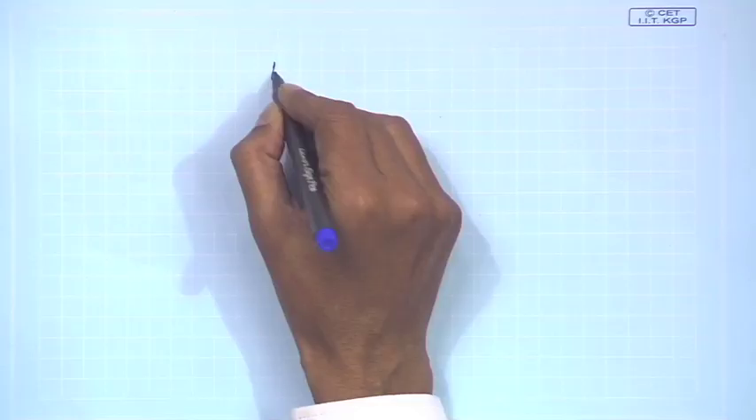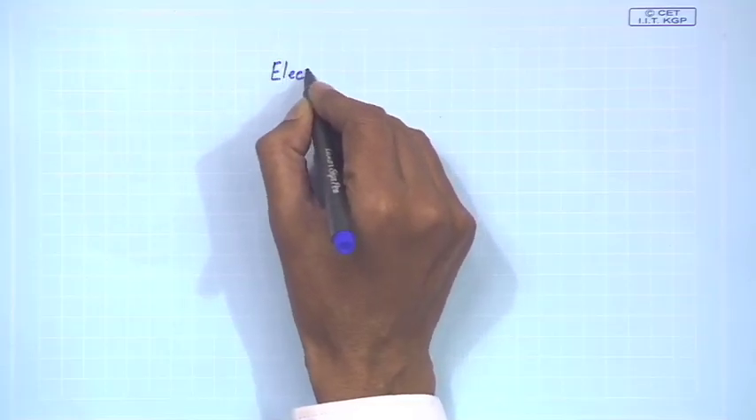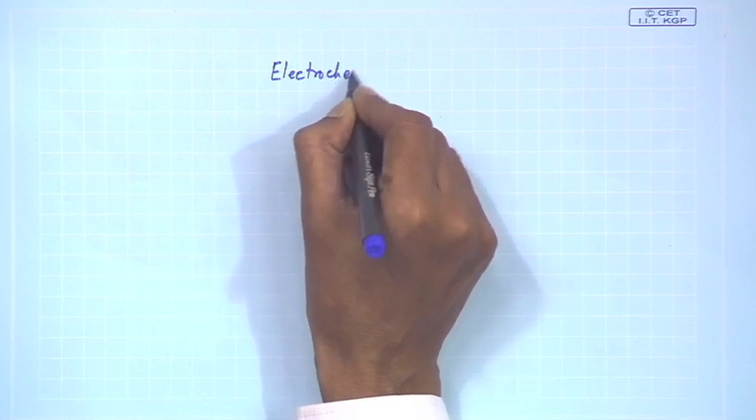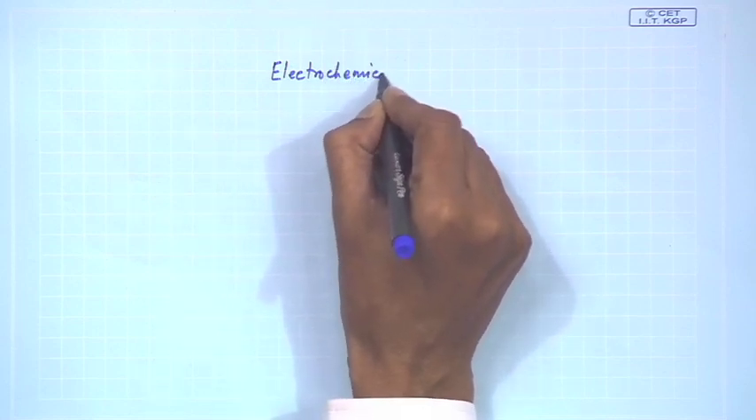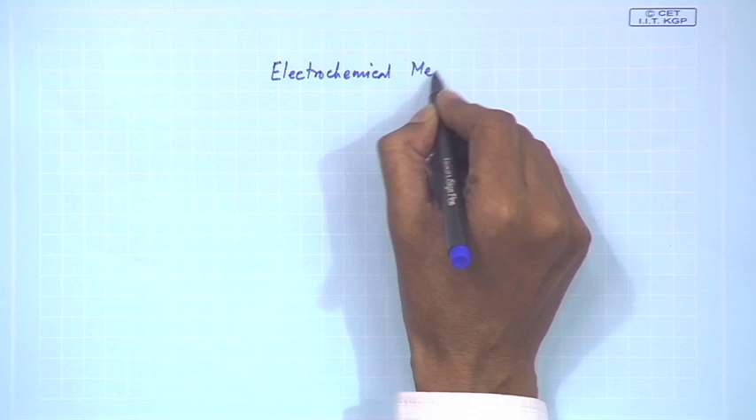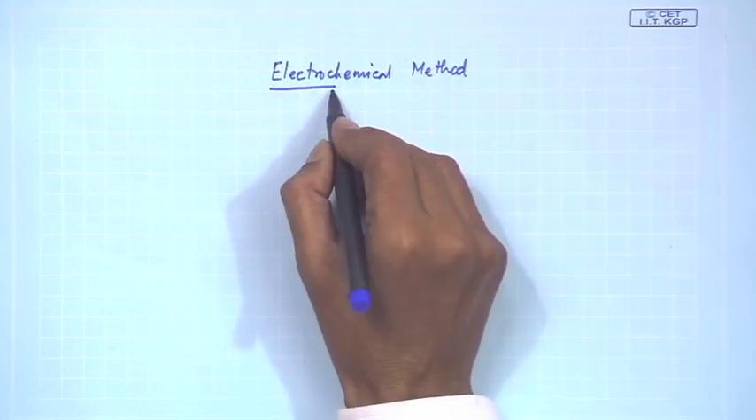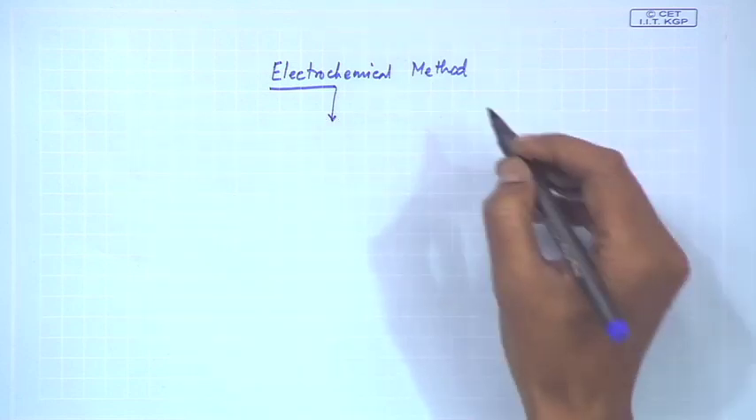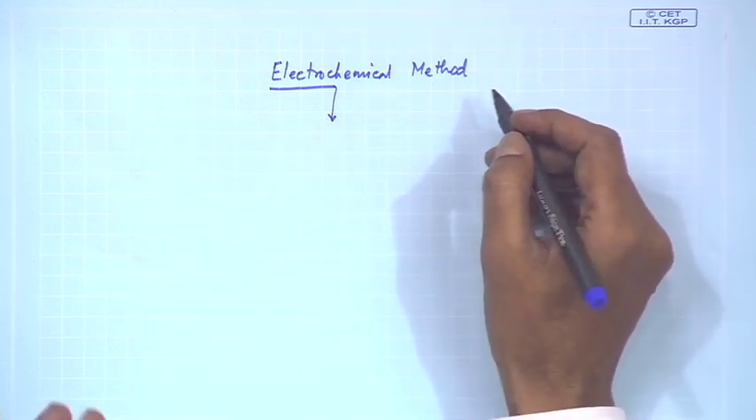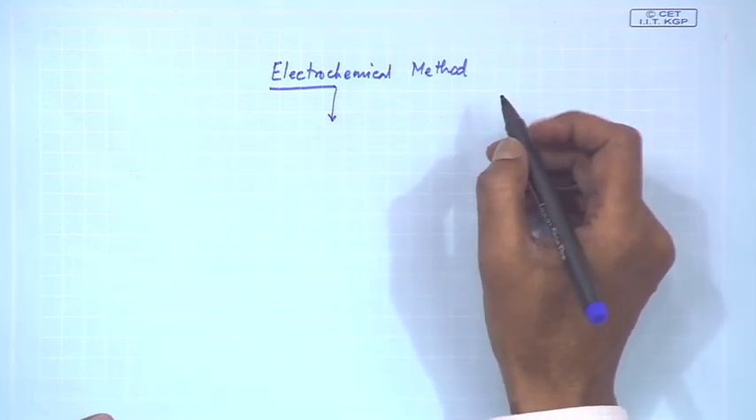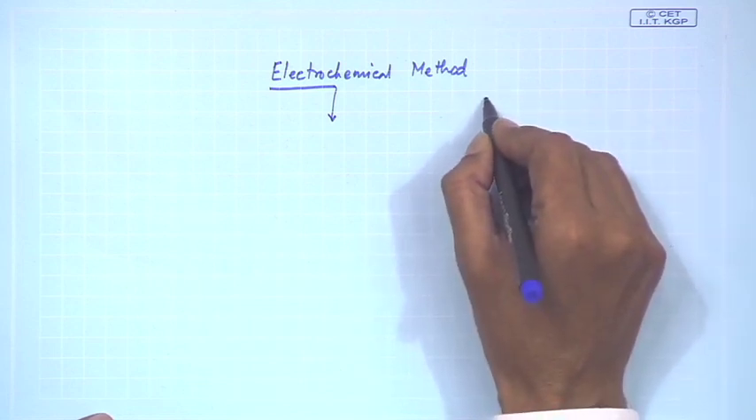Good morning, everybody. We were talking about the electrochemical methods of analysis, and as I told you, we will basically be talking about the electrochemical effect or electrochemical signals that we can find to determine some unknown analyte.